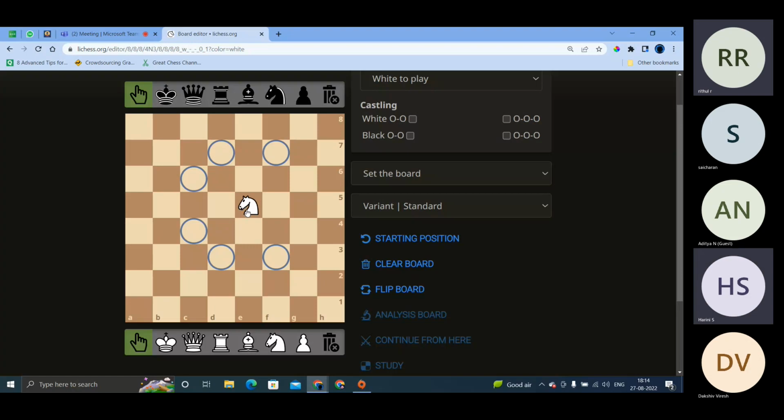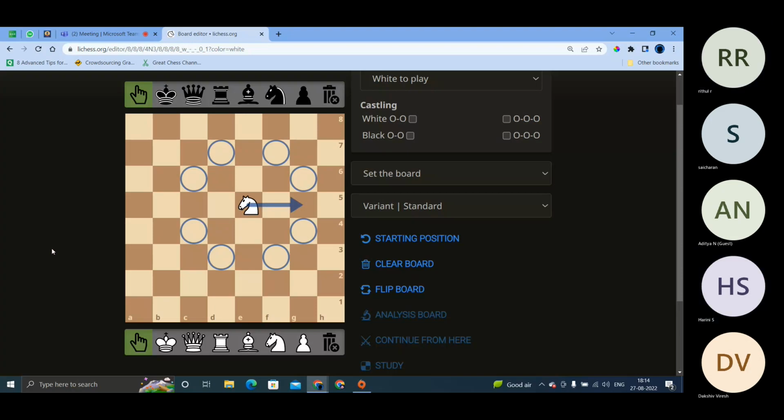E5 and go 6. Okay, so it travels this way and then go here. Very good. And then G4. G4. Very good. So now all of you are clear with how a knight moves?